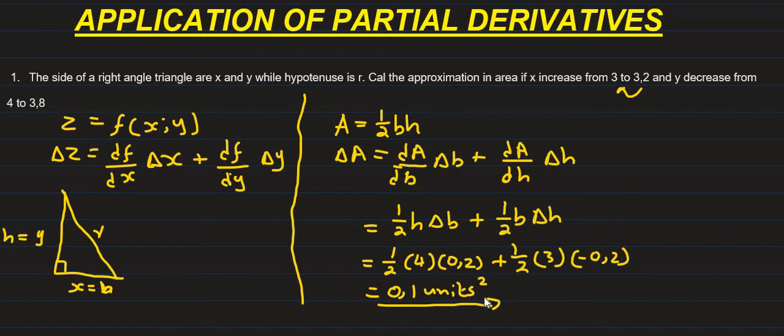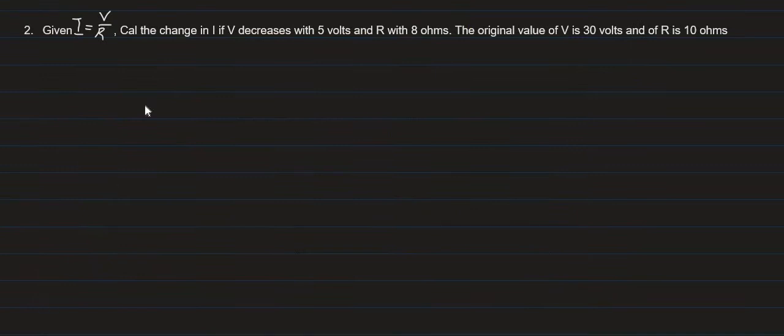So that is the approximation of the change in z, or the change in area, where the function is in terms of what. Now level number 2. Number 2: given I equals V over R, we calculate the change in I. If V decreases by 5 volts and R by 8.8 ohms, the original value of V was 8 volts and of R was 10 ohms.